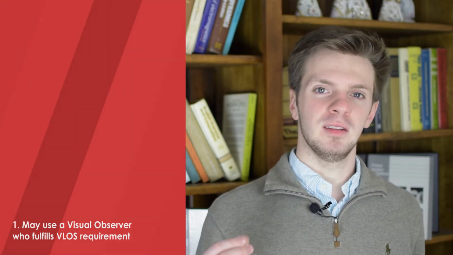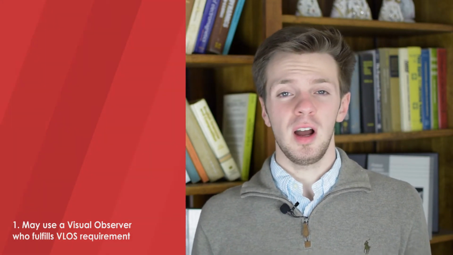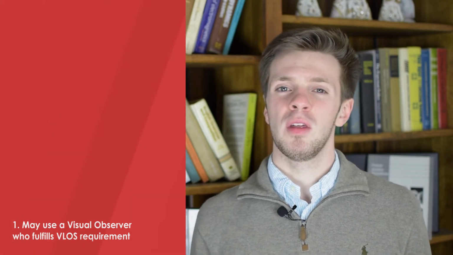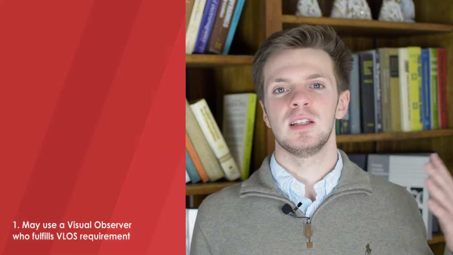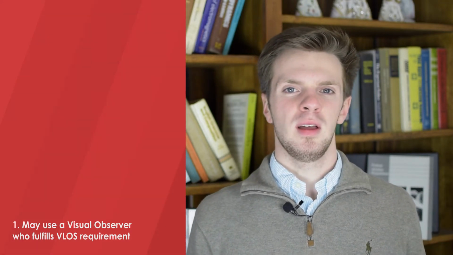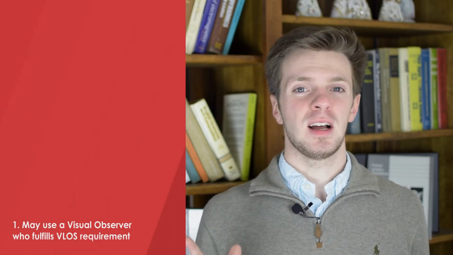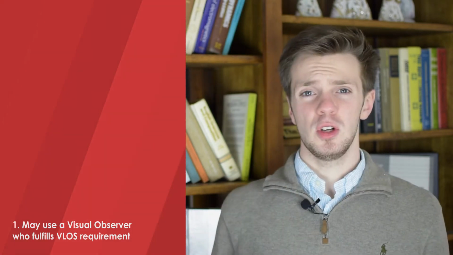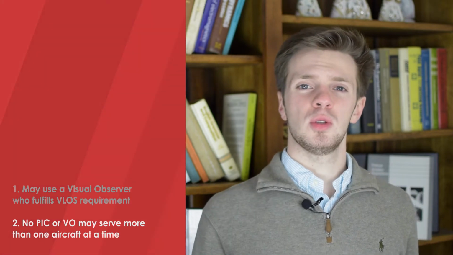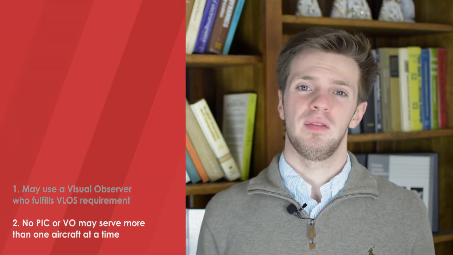This has some really interesting consequences, as it makes FPV flying legal, as the person who's actually flying the drone can have their goggles on, meanwhile their Visual Observer has VLOS with the drone, and again, as long as they're within shouting distance of them or have clear communication with them. Now, this is really interesting because this is not technically legal with hobbyists, but it is legal under Part 107. Number 2 is that no pilot in command or Visual Observer can serve for more than one aircraft.